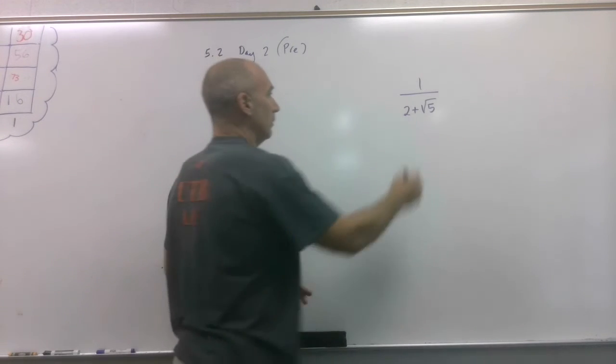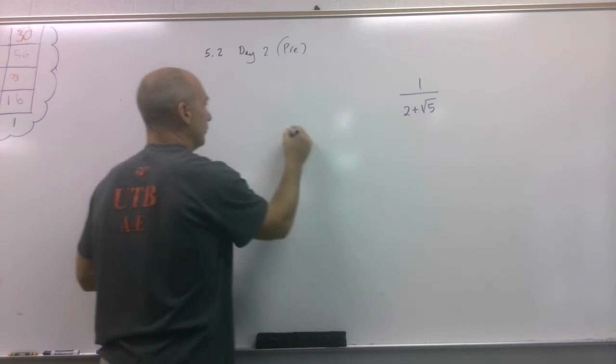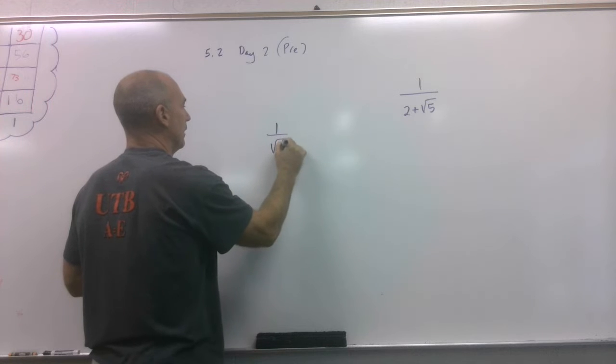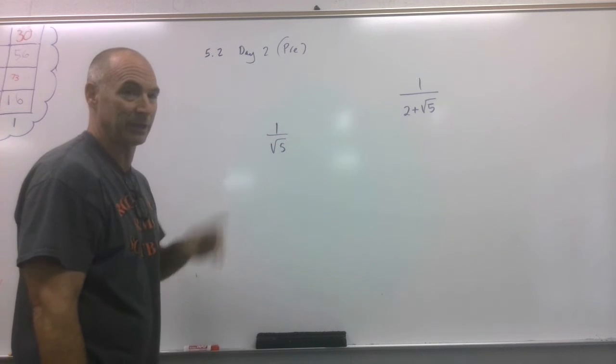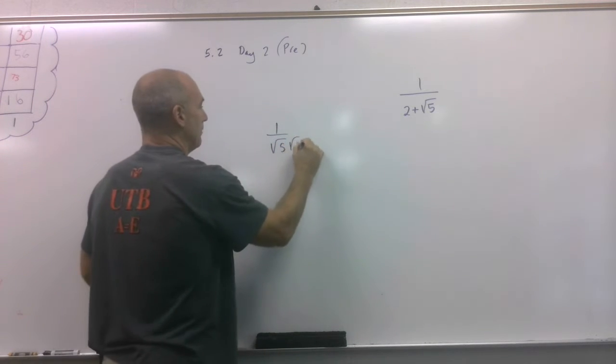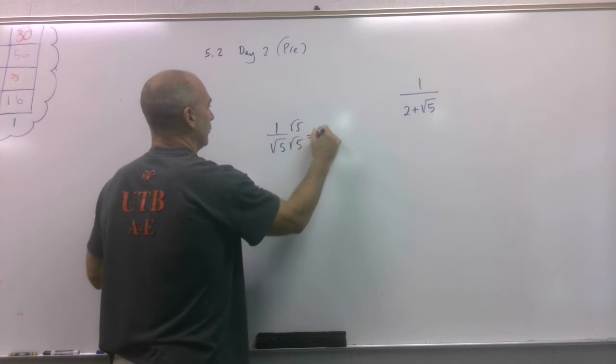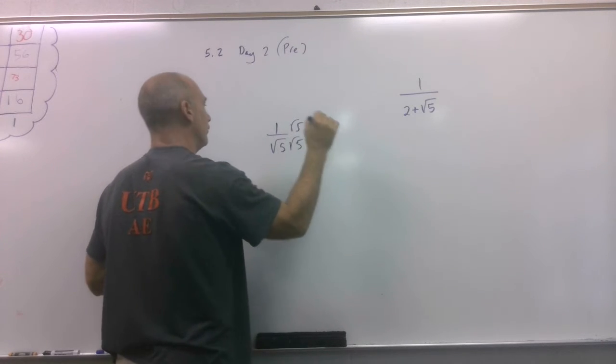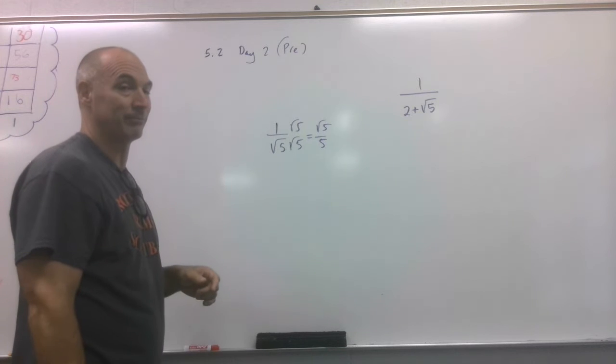What's the problem here? Well, we got a radical in the basement. Remember, you guys are well accustomed to problems like this. You're like, got it. I'm going to multiply that by the square root of 5, that by the square root of 5, so I get the square root of 5 over 5. Done. Hopefully you're getting good at that.